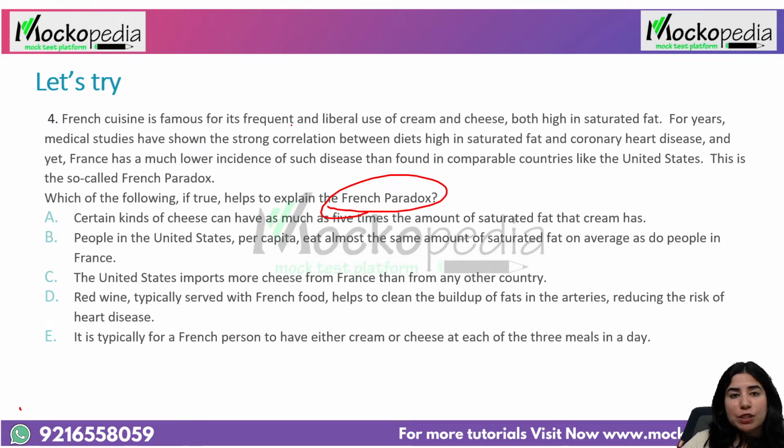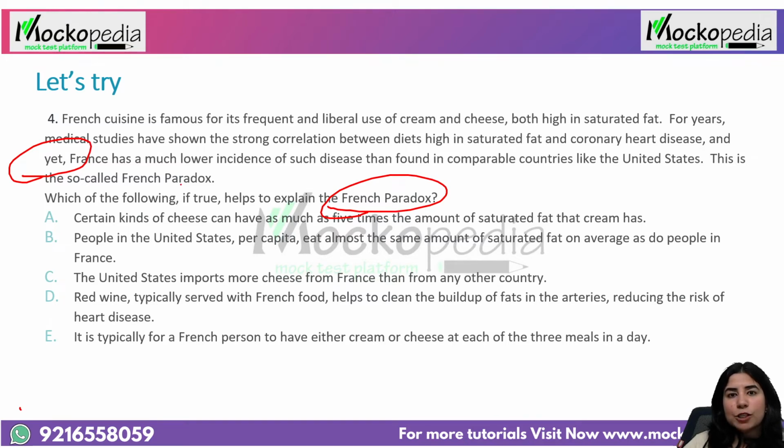French cuisine is famous for its frequent and liberal use of cream and cheese, both high in saturated fats. For years, medical studies have shown the strong correlation between diets high in saturated fat and coronary heart disease. And yet, France has a much lower incidence of such diseases than that found in comparable countries like the United States. This is called the French paradox.